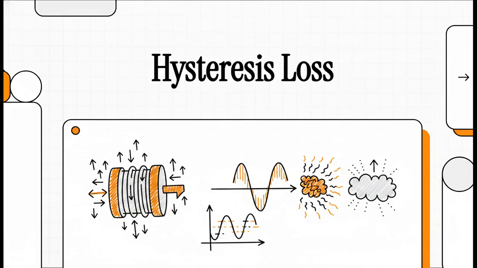So, we're going to be unpacking a really fascinating, somewhat hidden phenomenon that's essentially stealing energy from inside our everyday electrical machines and just dumping it as wasted heat. You've probably guessed it, it's called hysteresis loss. Let's dive right into this explainer and see exactly what's going on beneath the surface.